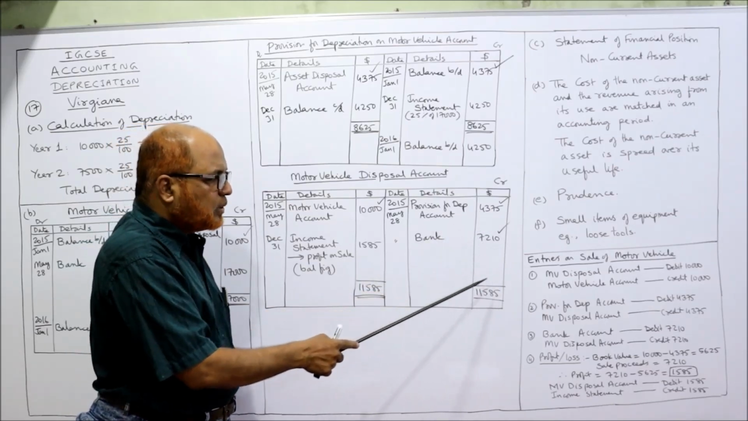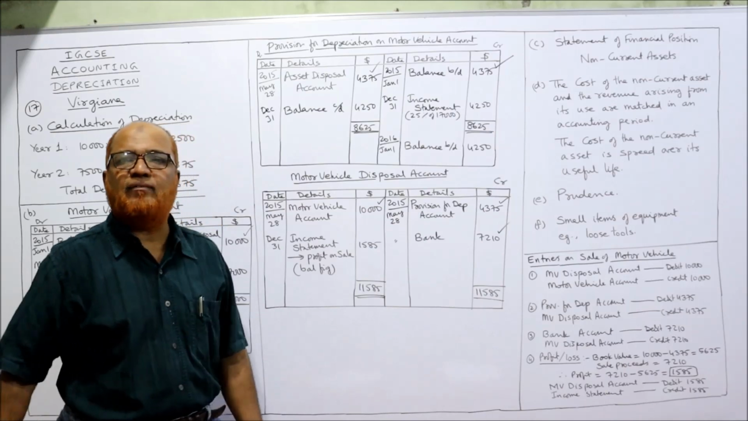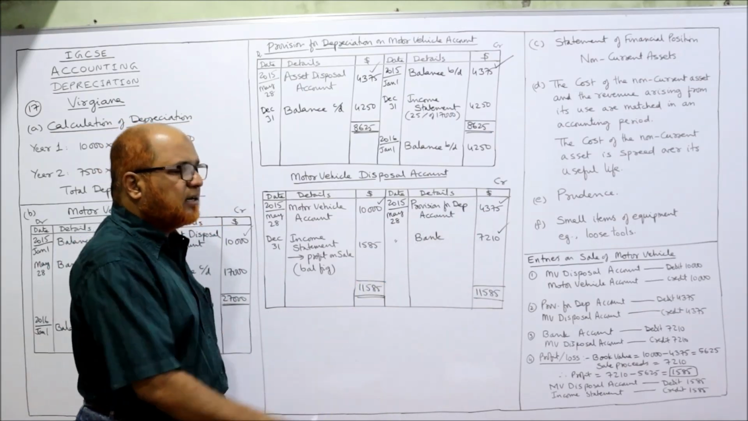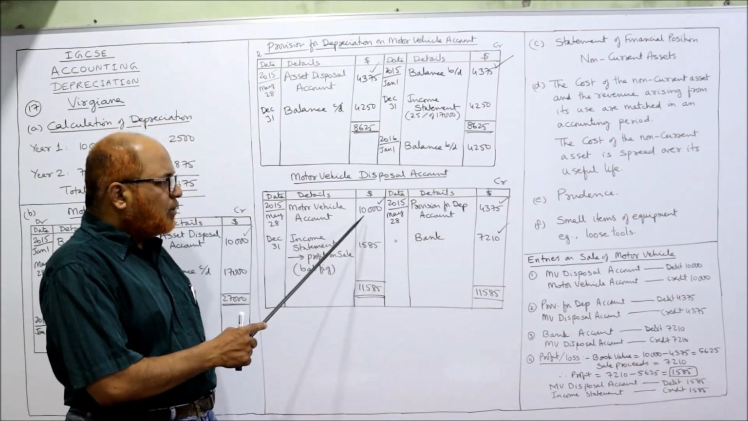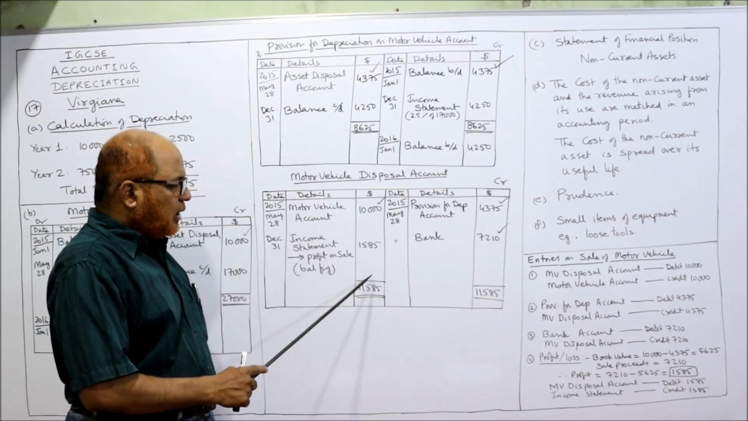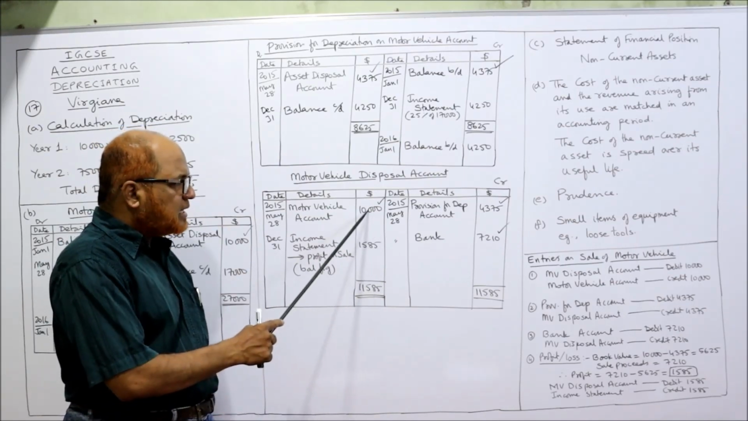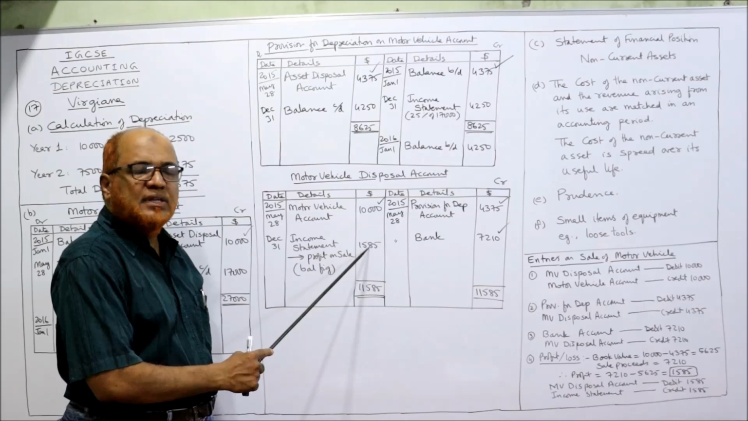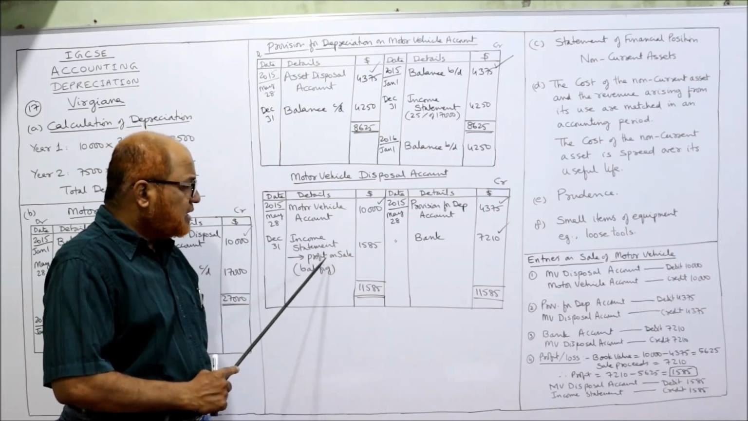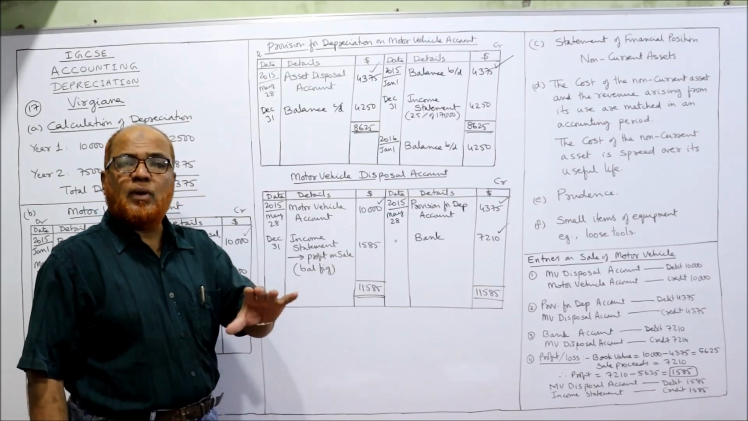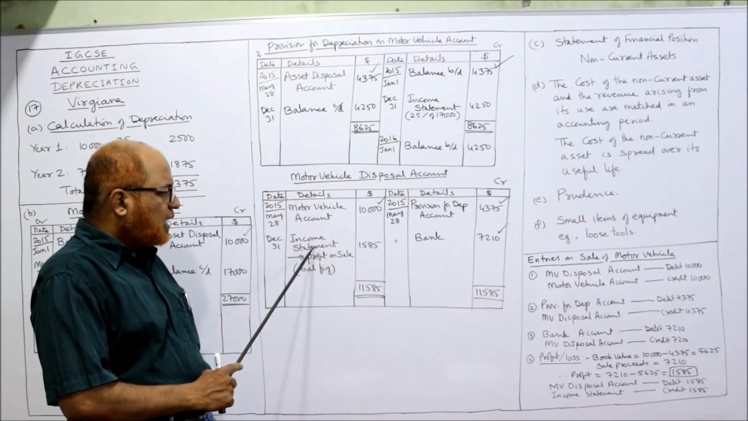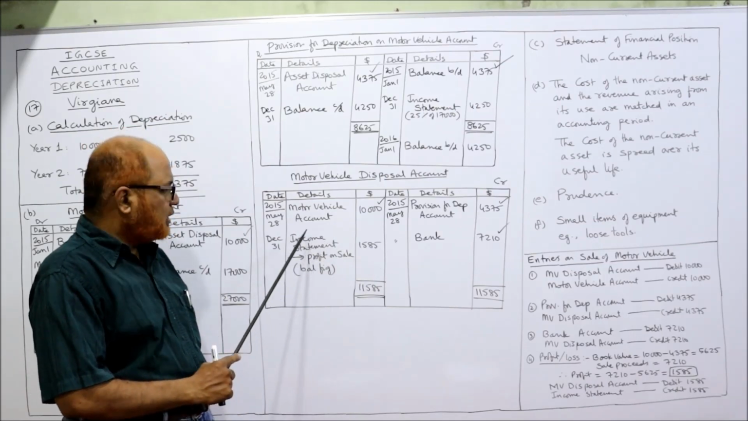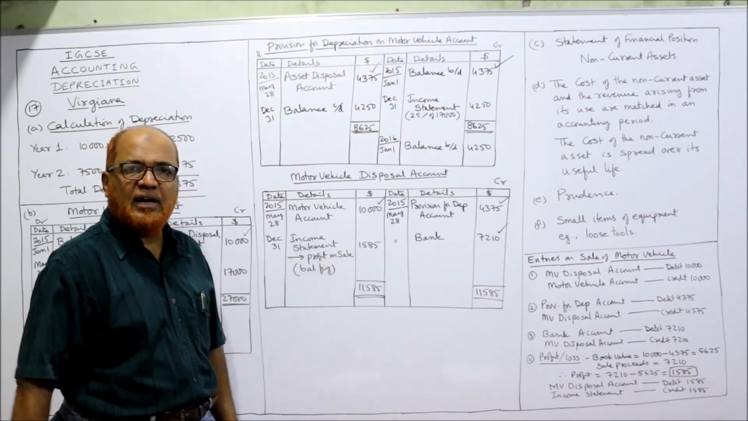4,375 plus 7,210, 11,585 is the total on the credit side. Whereas debit side we have only 10,000. So 11,585 minus 10,000, 1,585. This is the balancing figure. This is the profit on sale. The profit on sale should be transferred to income statement. So here we have written income statement 1585.